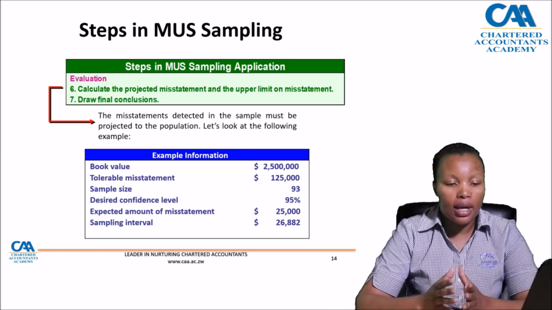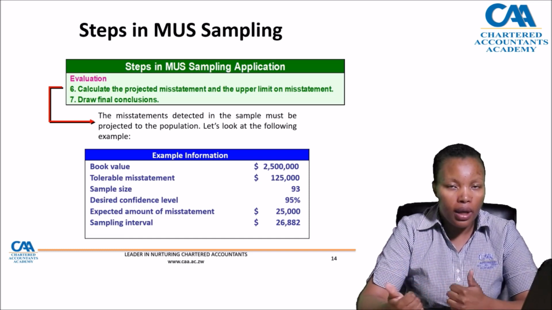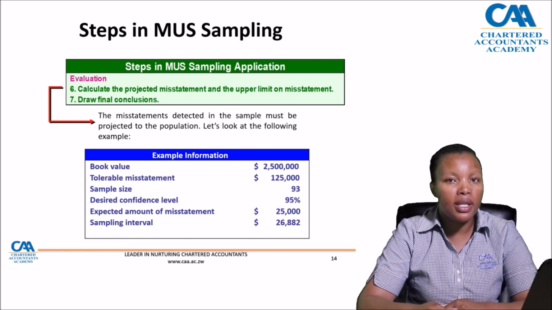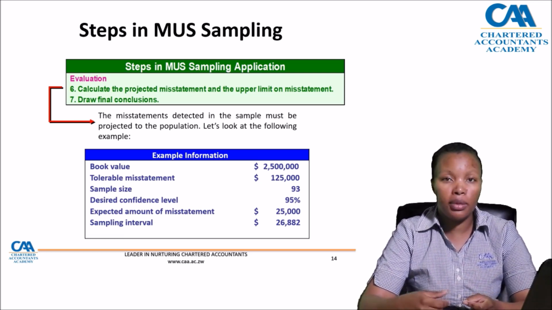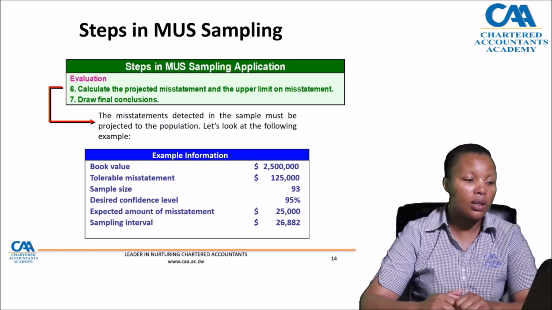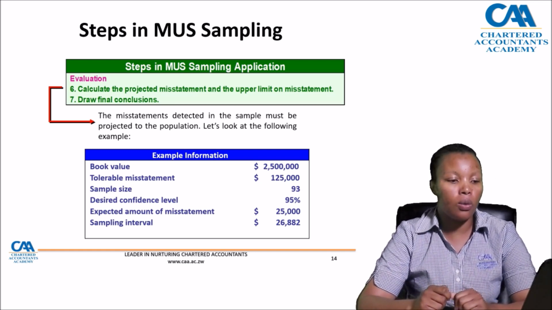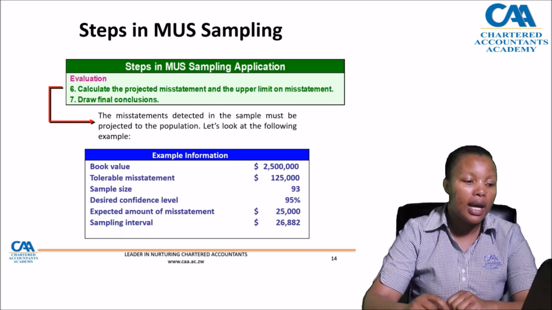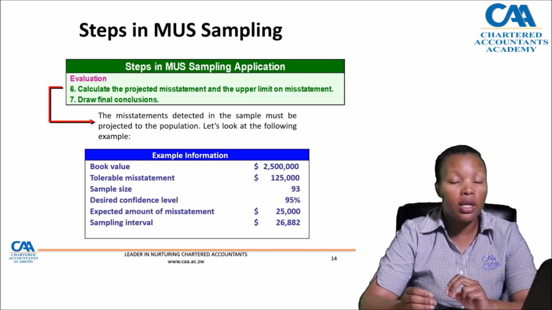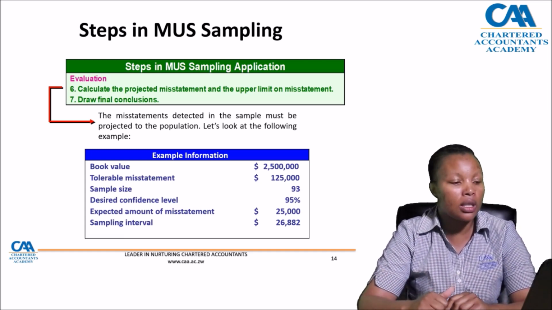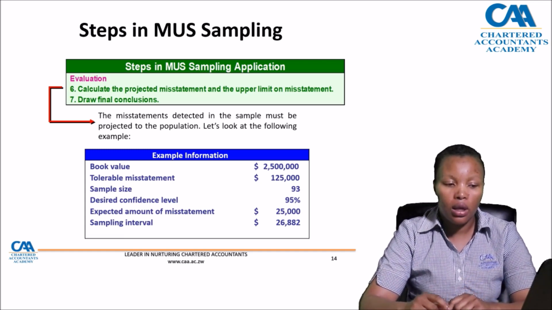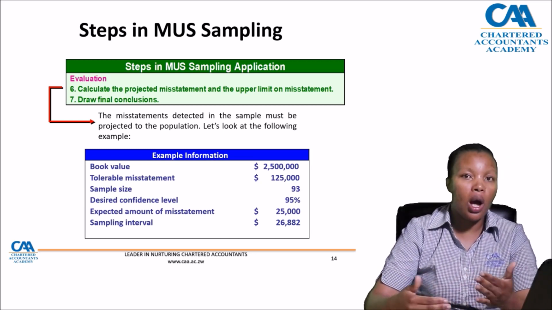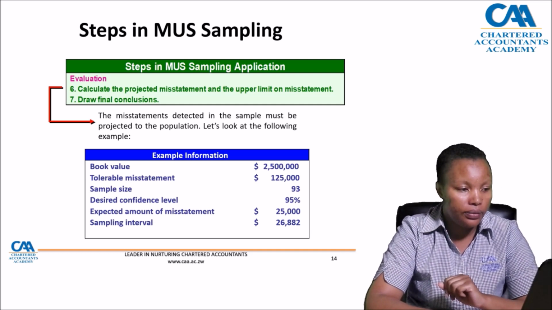So let's look at an example. Our example says we've got a book value of 2.5 million. Our tolerable misstatement, the auditor will have determined to be 125,000. The sample size was determined to be 93. The desired confidence level, 95%. Expected amount of misstatements within the population was set at 25,000. And the sampling interval, 26,882. And I'm sure you saw how we came up with some of these figures.